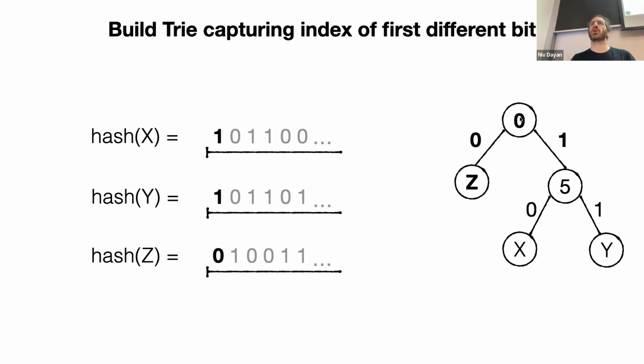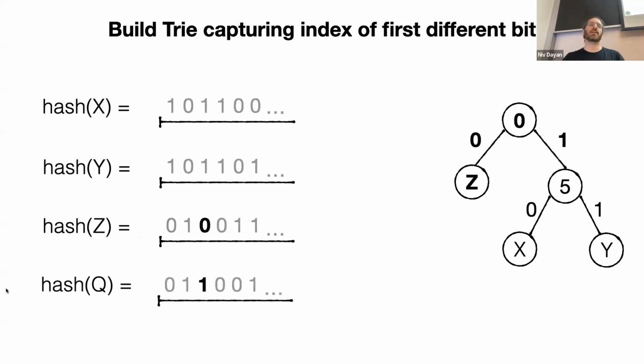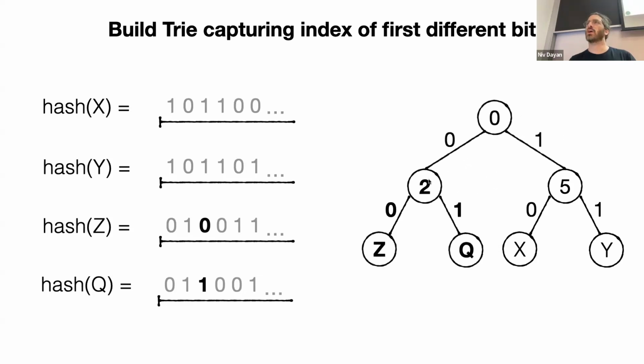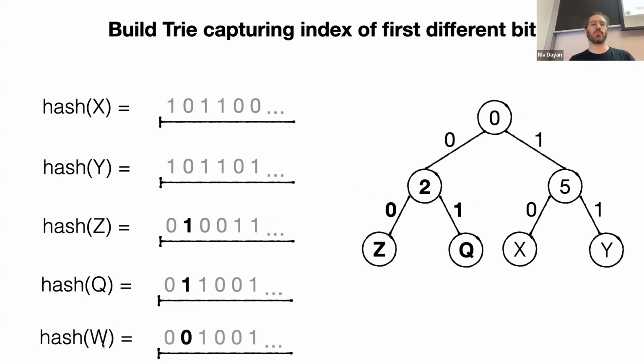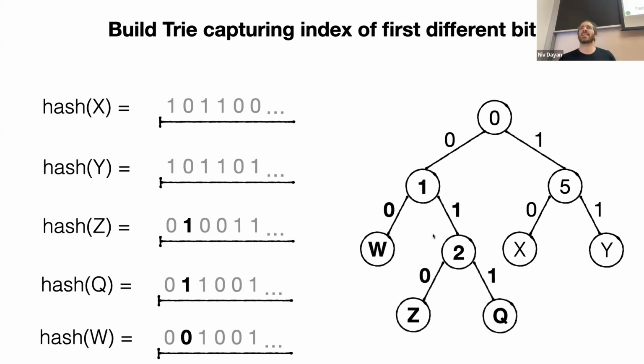So if you look, basically what this says is if you look at the first bit of the hash, if it's a 0, you go here and you find Z. Otherwise, if it's a 1, you go here, and then you have to differentiate between X and Y along the 5th bit. Okay? And I can continue doing this, maybe add another key Q. This is similar to Z, but different along the 3rd bit. So I'm going to extend the trie here, right? And maybe I add another entry W. That's going to be the same as Z and Q along the first bit, but different along the 2nd bit, right? And so I can continue extending this trie. Okay, right? And this is the least amount of information that I have to use to differentiate between all the elements in my bucket.